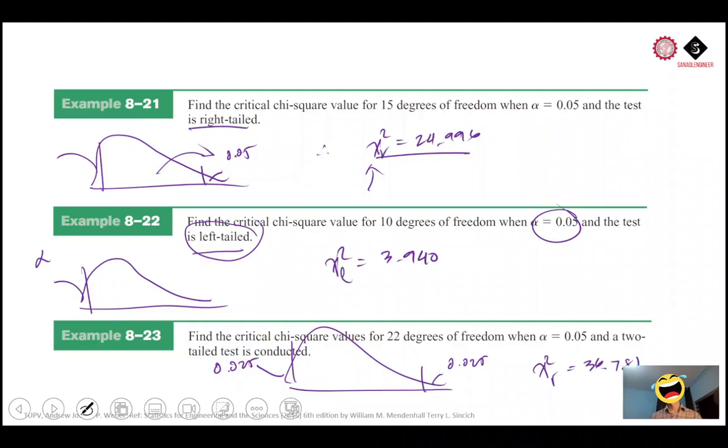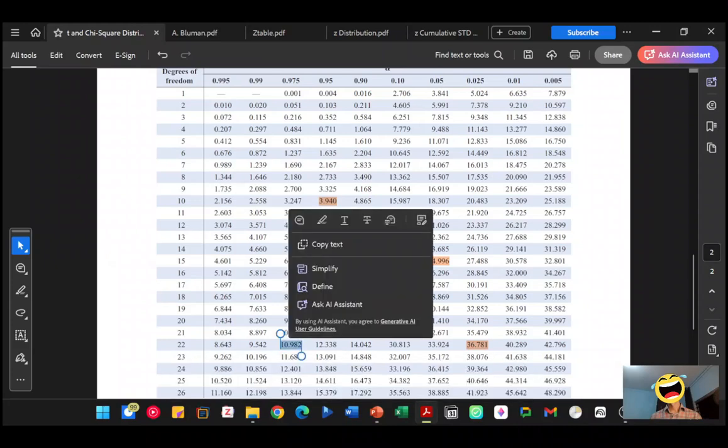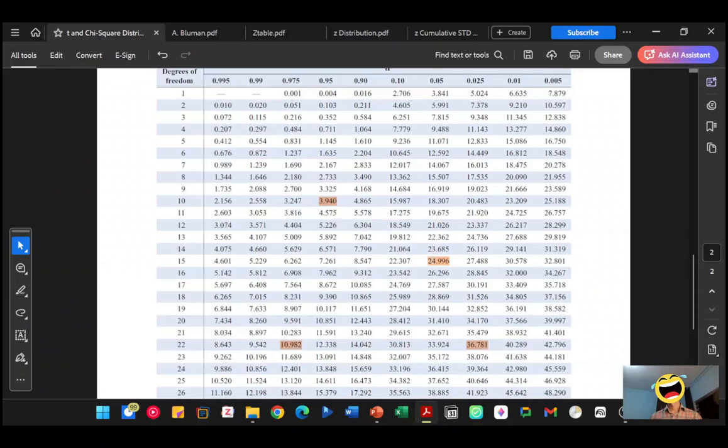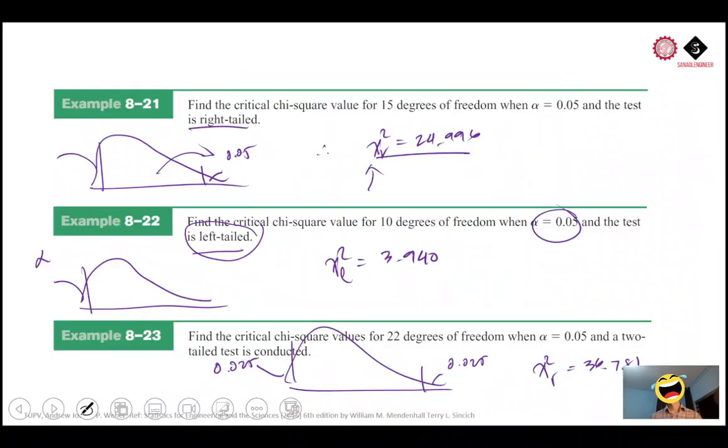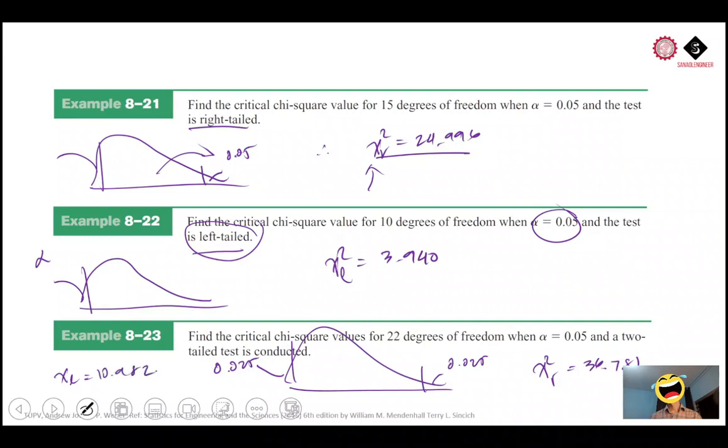For the left tail, 0.025, you have to subtract it from 1. So that's 0.975 for the same degrees of freedom, 22. 0.975, so this is it. 10.982. So the left is 10.982. Okay, so that's how you find the chi-squared value, right, left, or two-tailed.